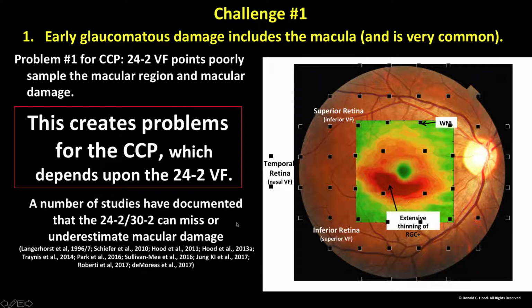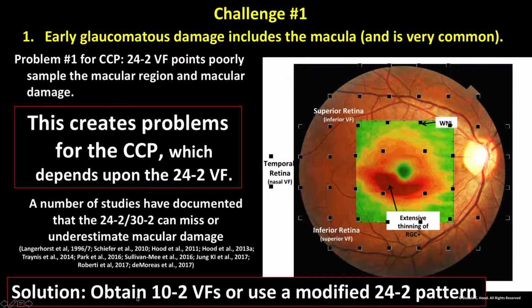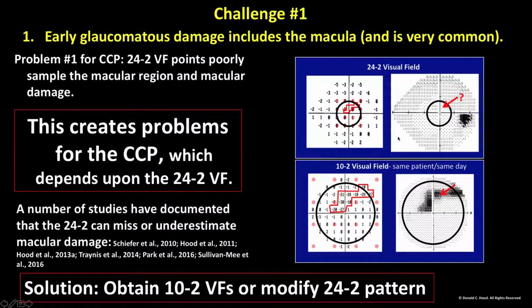A number of studies now have documented that the 24-2 and 30-2, that is the 6-degree grid, can miss or underestimate macular damage. And here are some publications. The solution to this: you want to obtain 10-2 visual fields or use a modified 24-2 pattern. We'll say more about this later. All right, here's an example. Here's an eye where 24-2 and 10-2 were obtained on the same day. Clear damage here, a nice deep defect. You're missing it on the 24-2.